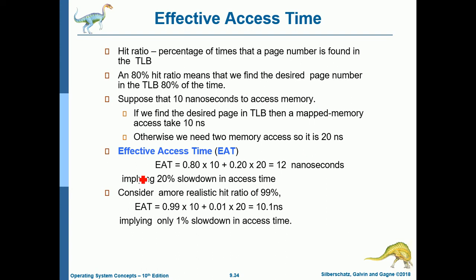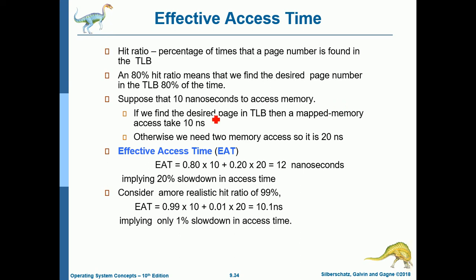So we have this example. Suppose it takes 10 nanoseconds to access memory. If we find the desired page in the TLB, then a memory access takes 10 nanoseconds. Otherwise, what if it's a TLB miss? We need 2 memory accesses, so it is 20 nanoseconds.